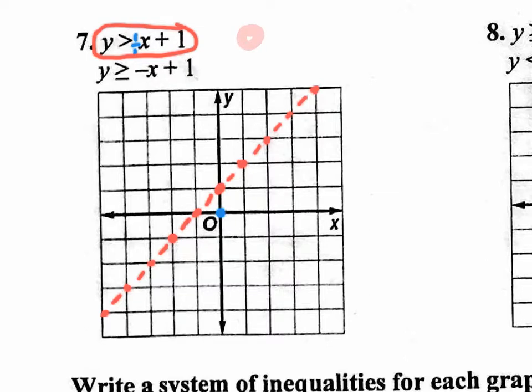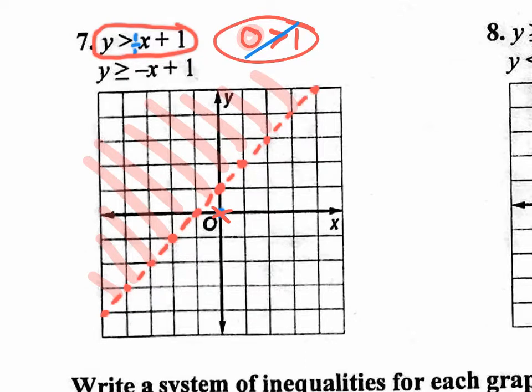So 0 is not greater than 1. So that does not work. That means that the origin does not work, which means you need to shade in the other side. I recommend a light shade, maybe some straight lines coming from that dotted line this way.